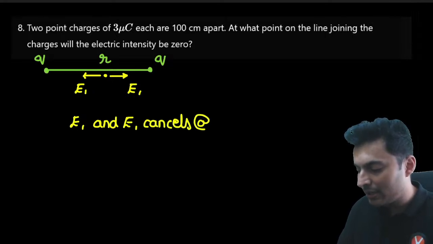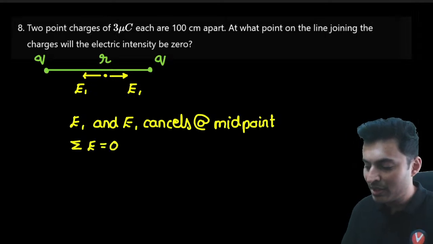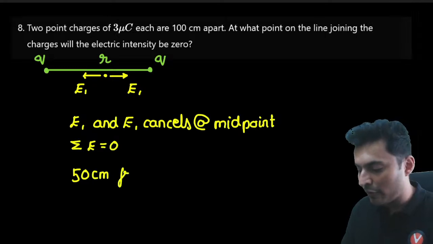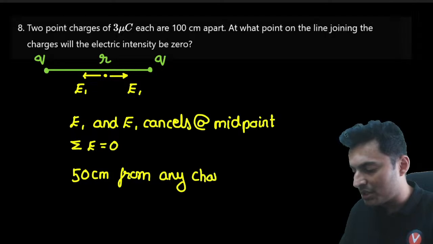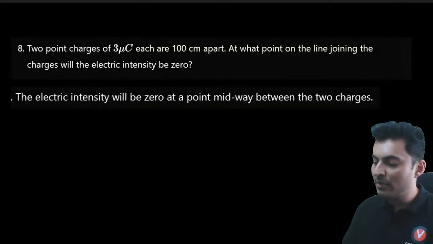E1 and E2 cancel at the midpoint. And that's exactly the point where the net electric field is going to be zero. So where is it? 50 centimeters from any charge. That should be the answer. From any charge, 50 centimeters, midway.